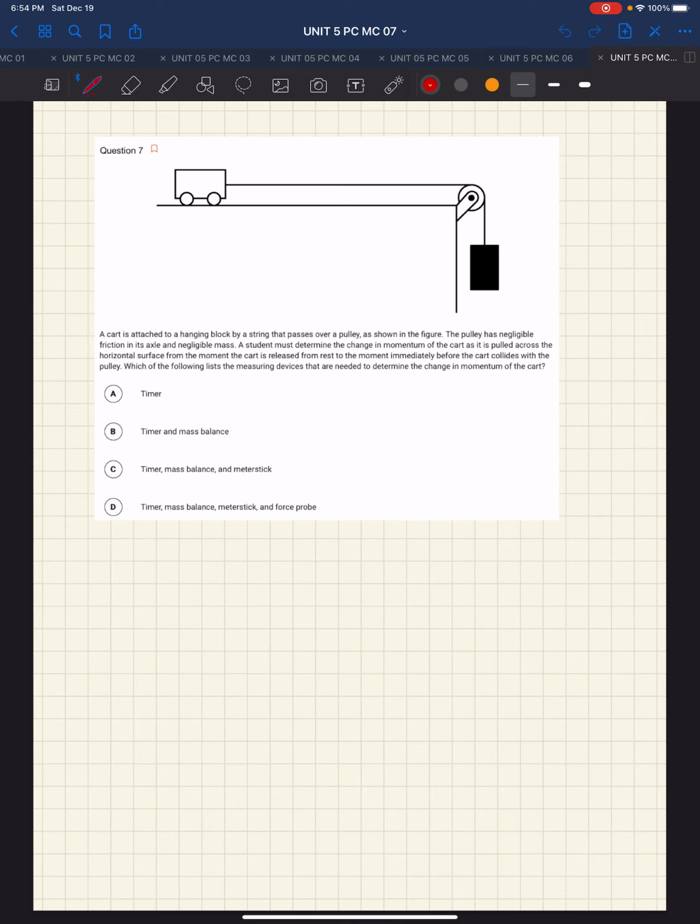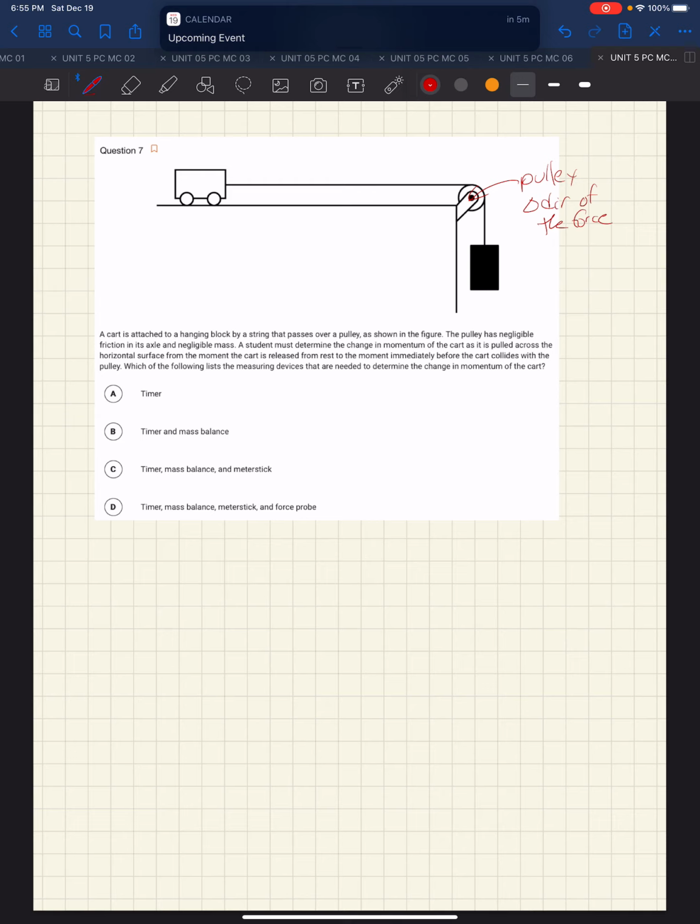In this question, we see there is a cart, and it's hanging by a mast that passes over a pulley. And this thing here is the pulley. And the purpose of a pulley is just to change the direction of the force. It does nothing special besides just redirect the force.